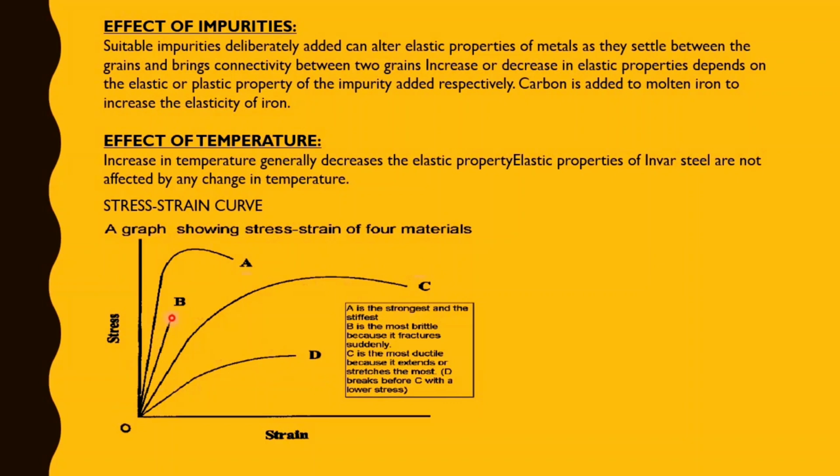B is the most brittle because it fractures suddenly. That means it breaks at a small point. But A is the strongest and the stiffest. You can see that A is the strongest and the stiffest. So this depicts the stress strain curve.